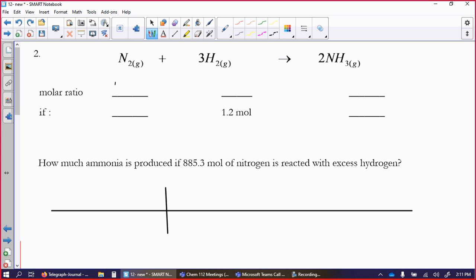The mole ratio: 1 mole, 3 moles, 2 moles. Well, if I'm given 1.2, how many moles of each one? I can intuitively go this way. 1 mole of this needs 3 moles of that. So am I going to multiply by 3 or divide by 3 to go from hydrogen to the nitrogen?